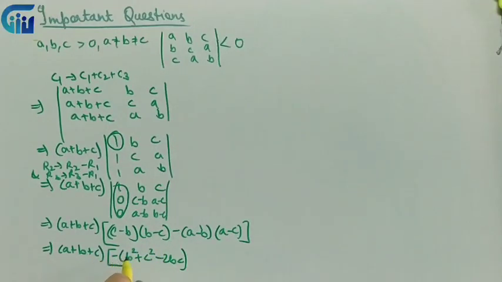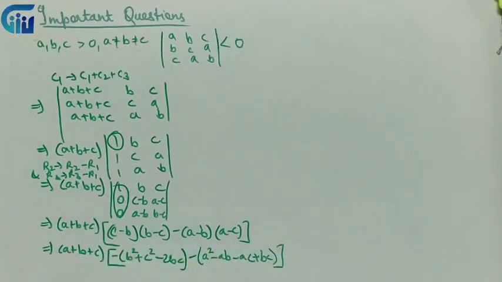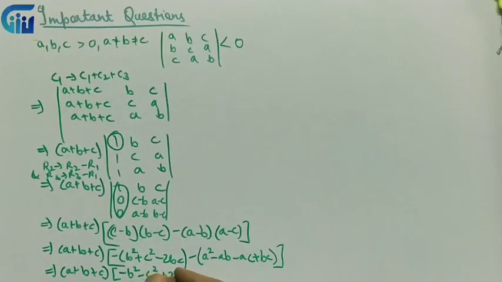So this is B minus C whole square. Minus is over here. So what is the formula? B square plus C square minus 2BC. Over here, I'll just multiply. So it is A square minus AB minus AC plus BC. Now I will open up the negative sign. Let's expand all the terms. So what will I get? This will be as it is, A plus B plus C. And this is minus B square minus C square plus 2BC.